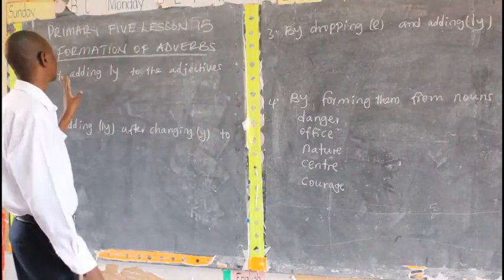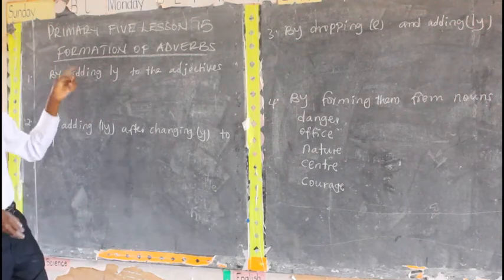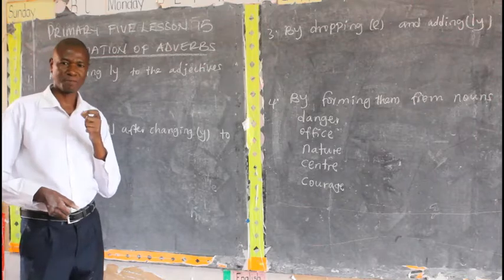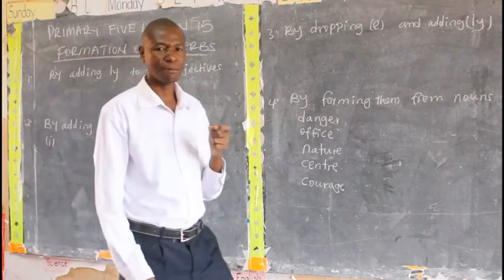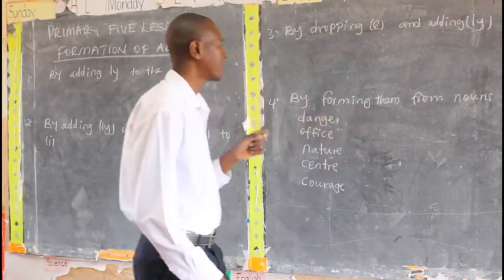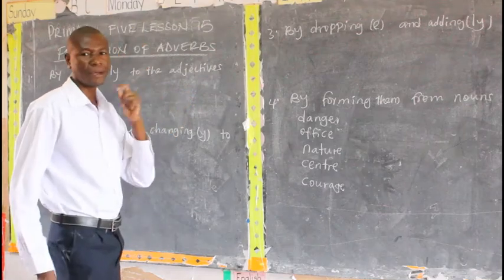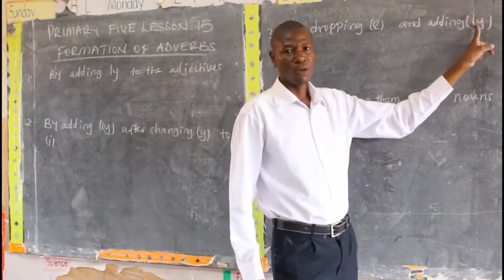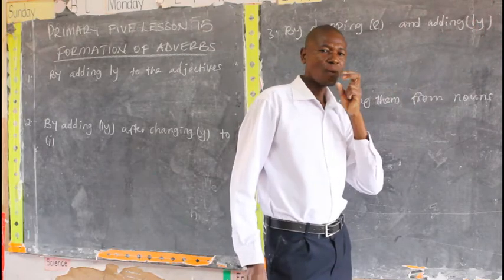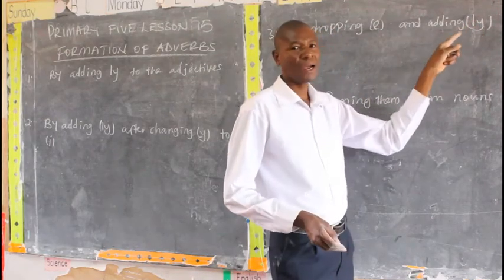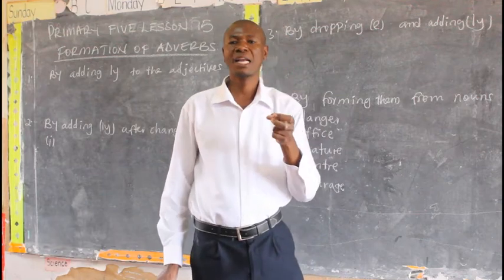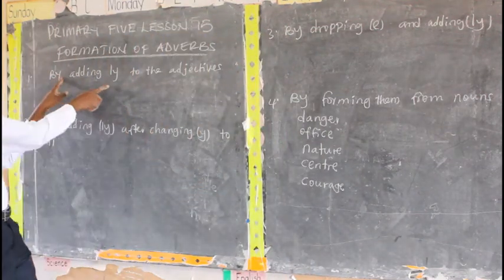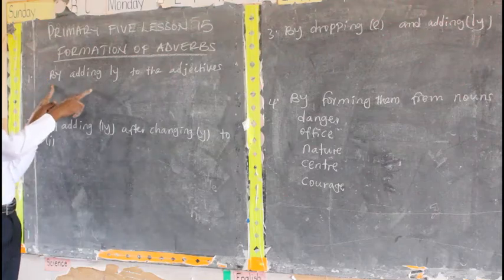Okay. Now, let's look at how to form these adverbs. How are these adverbs formed? Most of the adverbs are formed by simply adding ly. So in any word where you find this ly, that one will be called an adverb. So let's look at the ways of forming these adverbs.